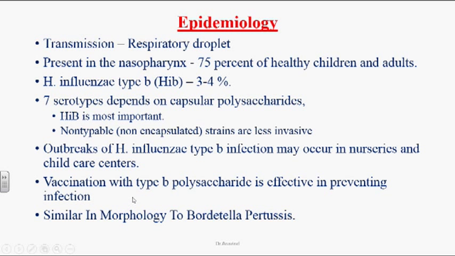And the vaccination for Hib infections, that is the type B polysaccharide capsule, is highly effective. Because of this wide vaccination, the number of cases has reduced nowadays. And this organism always resembles Bordetella pertussis. There is one more organism which can also cause respiratory illness, that is Bordetella pertussis, which looks similar to H. influenzae.